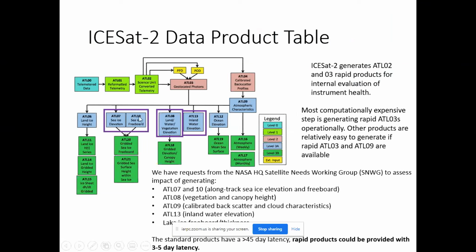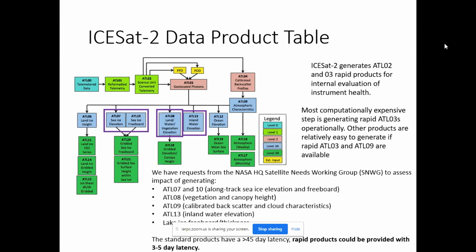The ones that the sea ice community would be using would be ATL07 and 10, the sea ice elevation and freeboard, and then gridded products, things like gridded sea ice freeboard, and then in the future, gridded sea surface height. So right now, the standard products are produced with something like a 45-day or longer latency. And mostly that's due to getting quality orbit solutions to do the products.